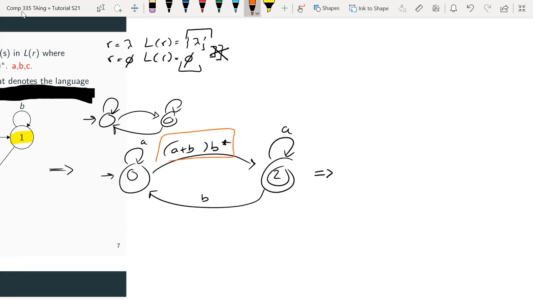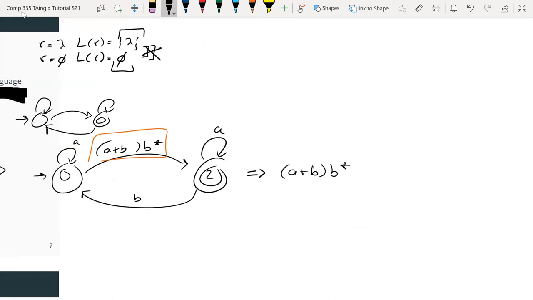I just need this piece to go directly to 2, so I can write (A or B)B star. Then to stay in 2, I can read an A, or I can read a B, read a bunch of As, and then read this to go back to 2, or I can read a B, read an A a bunch of times, and then read (A or B)B star. And I can do either one of these things interchangeably any number of times. This is a regular expression that's equivalent to this FA.